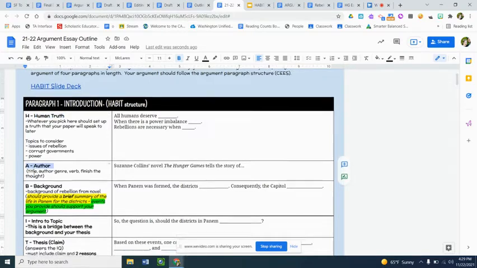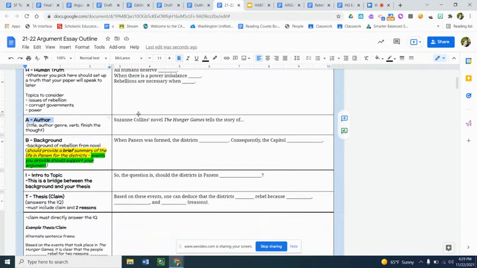The next category down is author. I've already helped you guys out here: Suzanne Collins's novel, The Hunger Games. And then we're going to finish the thought, okay? So, tells the story of... and this is literally going to be one sentence. Tells the story of who's our main character, okay? And what is the story about? Her going into the blah, blah, blah. You're just going to give me one sentence, very brief, doesn't need to be a ton of detail, because we're actually going to get into that in the next section.